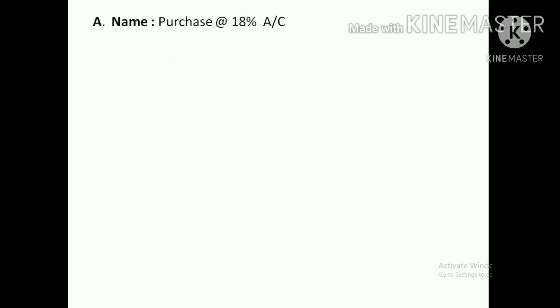The first one is Purchase at 18%. Here I have taken 18%, which indicates that the company is purchasing the goods with payment of 18% GST. So I am creating this ledger account. Under which group should it come? Under Purchase Accounts. We are purchasing at 18% with GST, so I created Purchase at 18%.